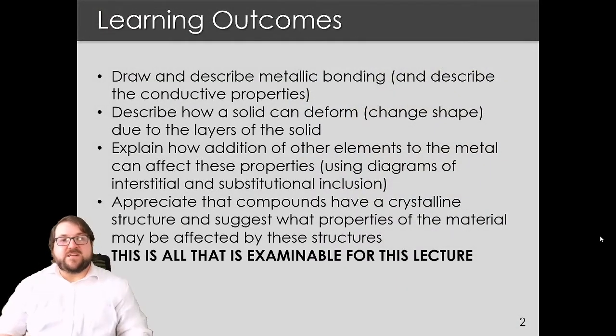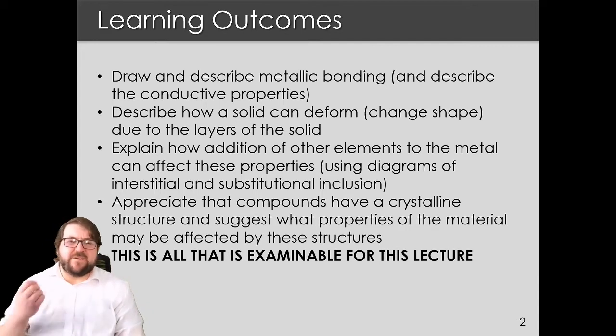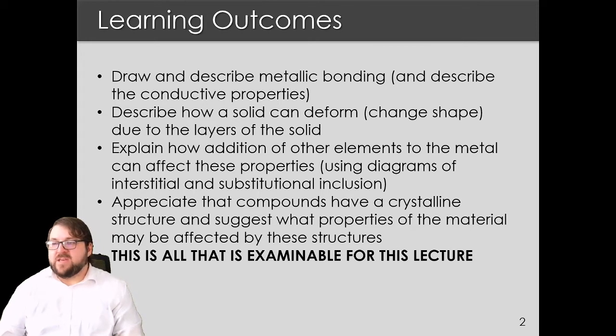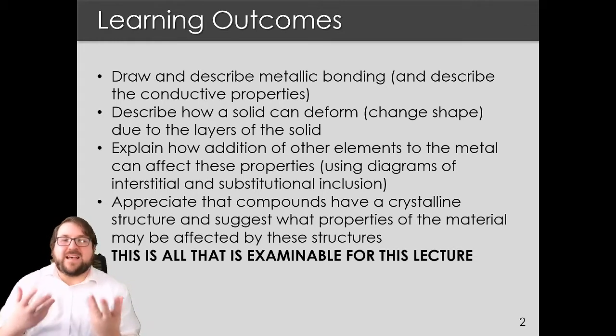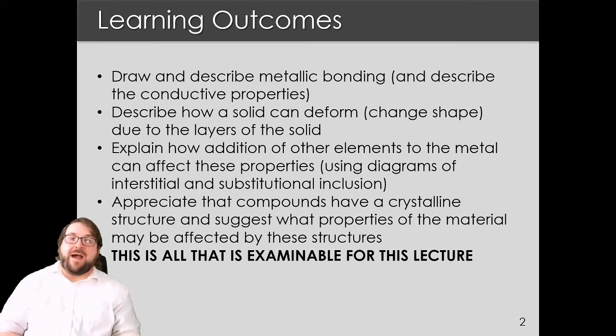So by the end of this lecture I'd like you to be able to draw and describe metallic bonding and also describe the factors that affect the strength of metallic bonding. We're going to have a look at solid deformation, especially crystalline solid deformation, and we're going to have a think about how exactly deformation happens in the physical world. We're going to talk about alloying and how you can change the nature of a solid, especially a crystalline solid, to avoid deformation and to change its properties.